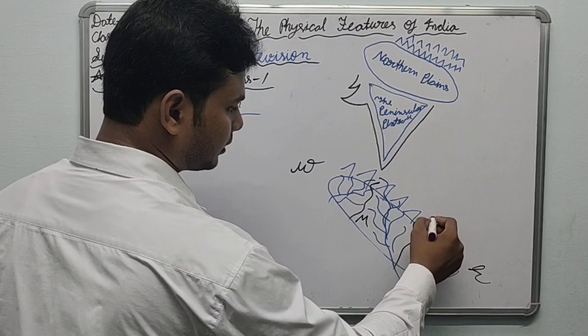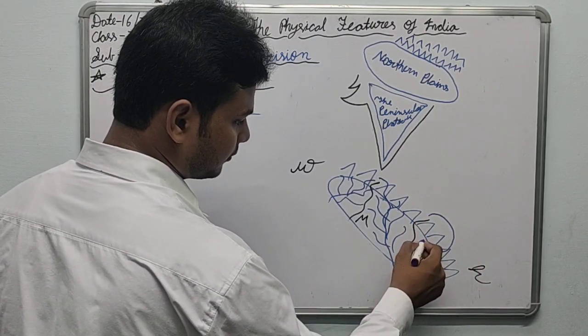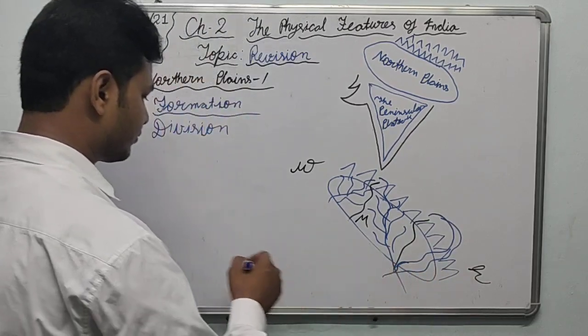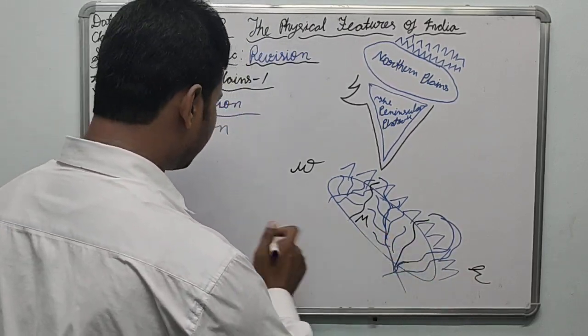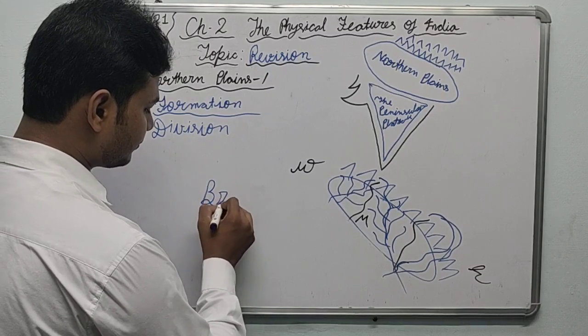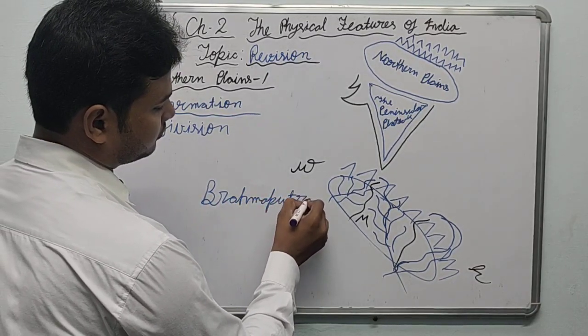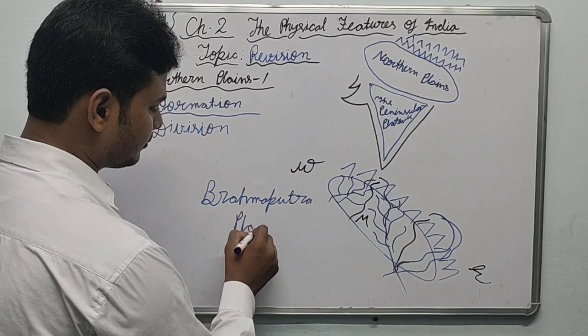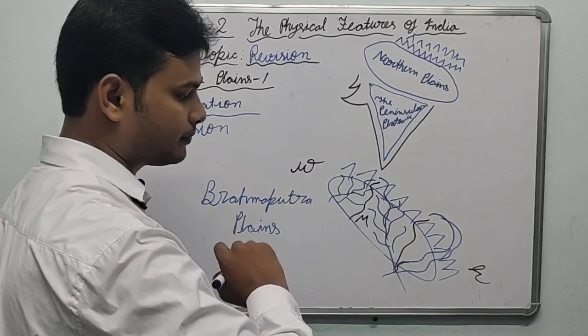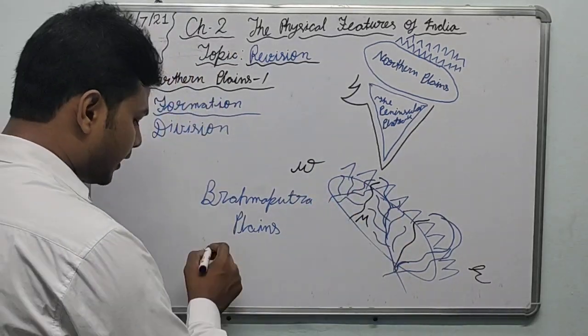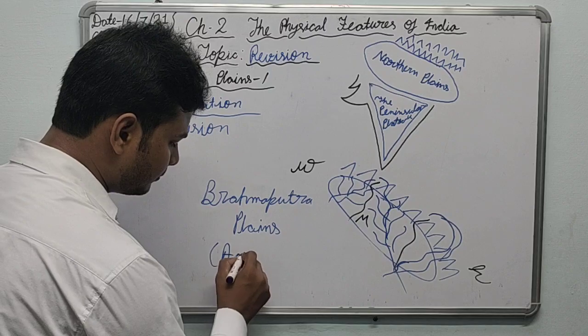That is the Brahmaputra plain. So look, there is a river Brahmaputra which flows here in this region. It is a very wide river like this. So that is why this eastern part is known as the Brahmaputra plains. Why? Because it is made completely by the Brahmaputra and its tributaries, and is situated in Assam.